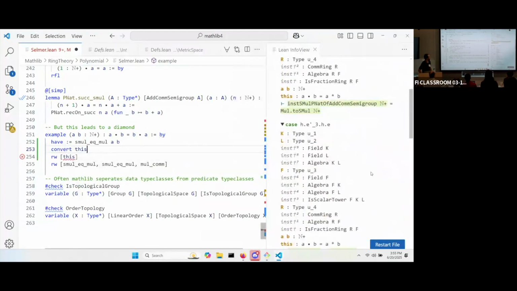So convert is saying, okay, let's check that these two things are the same. What do we need to check? We need to check that the small from this one is the small from this one. Now you see the diamond. Very nice. Can you explain what convert does?